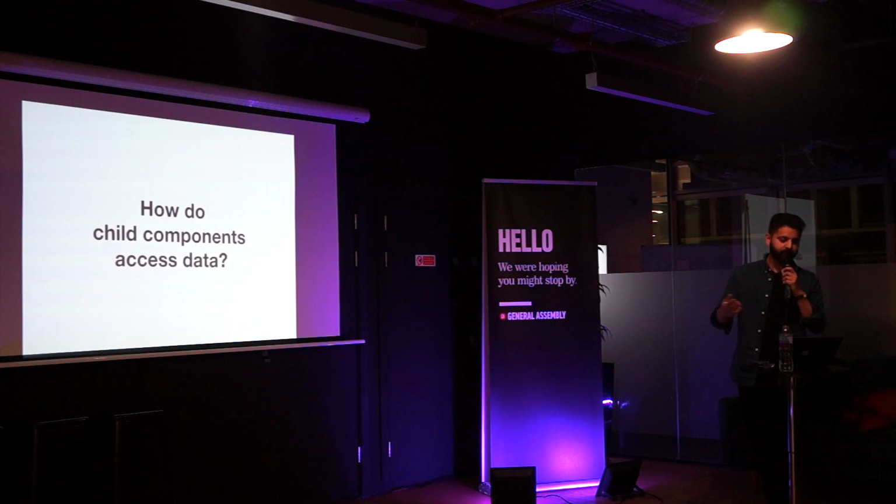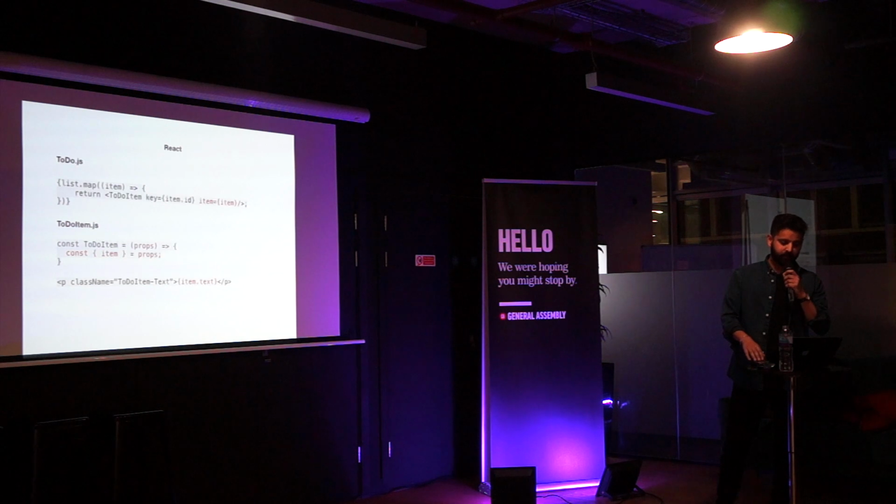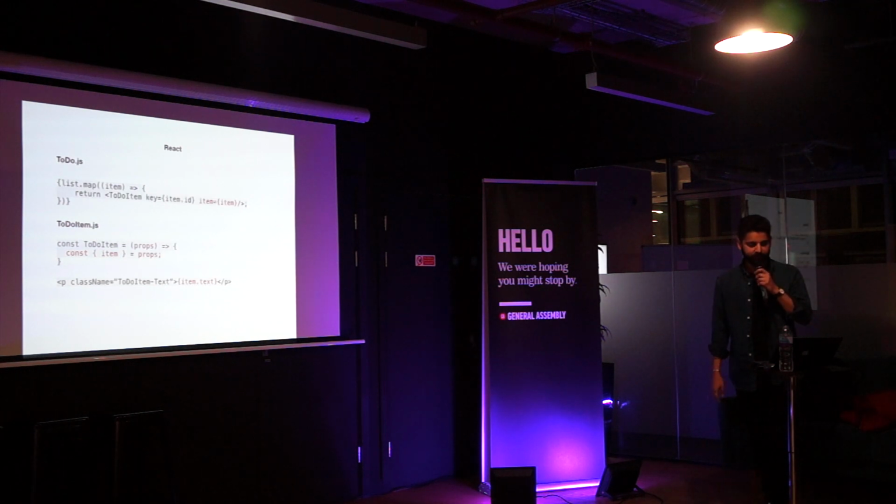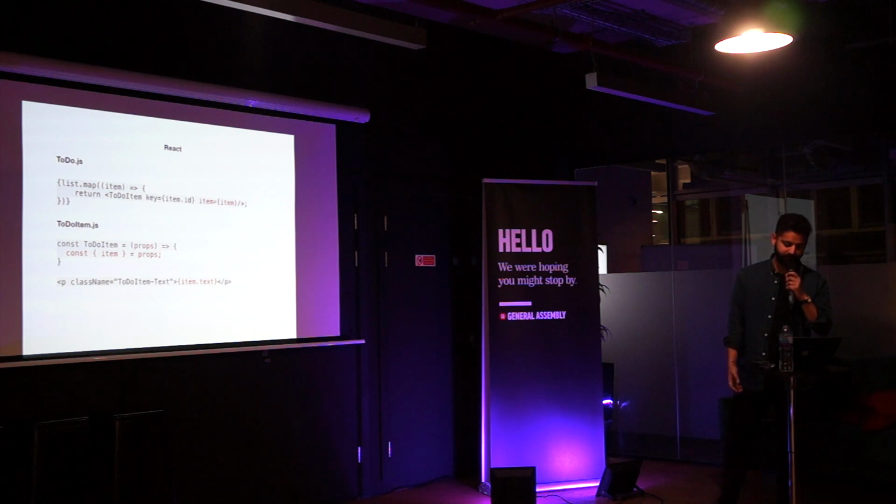So now that we've got multiple instances of to-do item components in our app, how do the child components access data that has been passed to them? So in React, you would pass data down from the parent component to the child by creating a prop on the child component and then passing the data as its value. So in our case, we've simply called the prop item and have passed in a value that happens to be the same name.